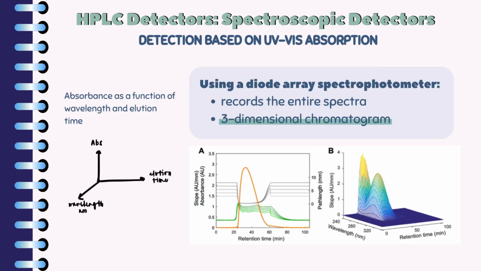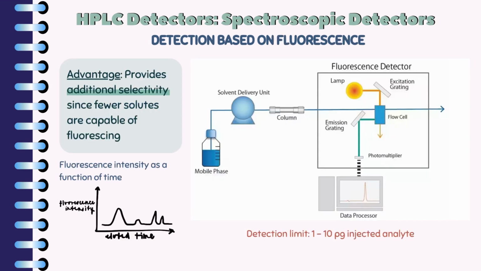A diode-array spectrophotometer records the entire spectra and produces a three-dimensional chromatogram. This allows the detection of absorbances along different wavelengths, beneficial for when analytes and solutes absorb at different wavelengths. Next are fluorescence spectrometers. Fluorescence spectrometers detect analytes that fluoresce. This provides additional selectivity since fewer solutes are capable of fluorescing. The resulting chromatogram, therefore, is a function of fluorescence intensity.